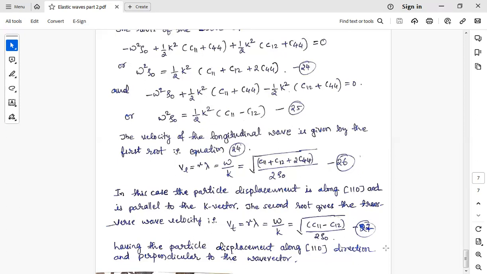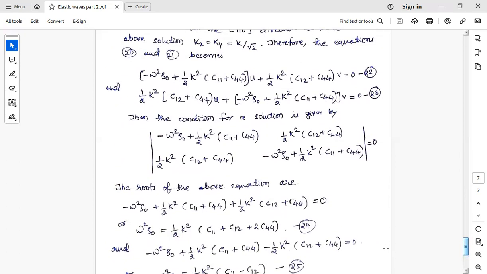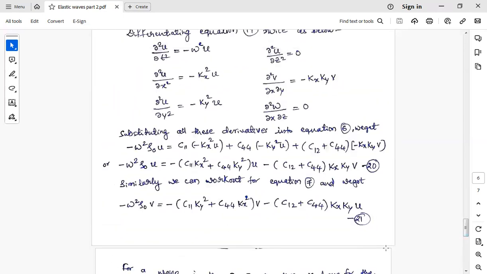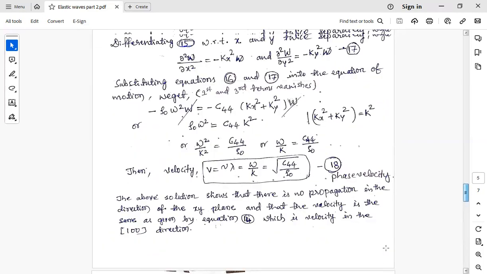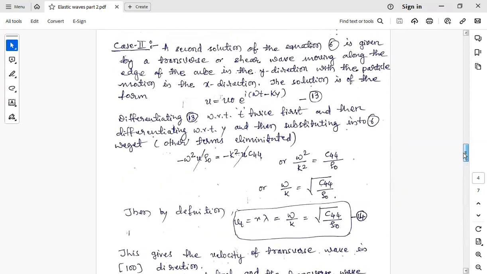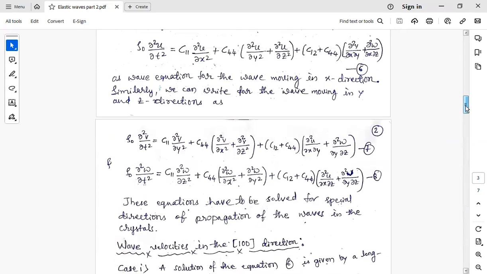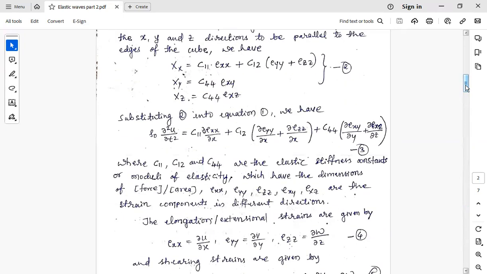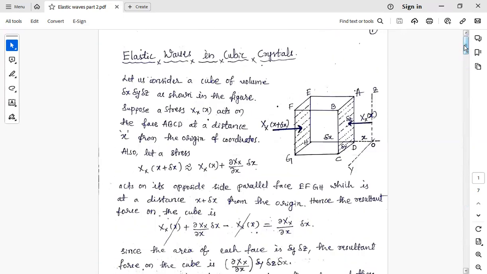So in this way, we obtained the expression for the velocities of elastic waves propagating in a 110 direction in a cubic crystal. In this study, we studied the propagation of elastic waves first in the 100 direction, and later we also studied the propagation of elastic waves in the 110 direction. All the mathematical steps are given completely and you have to work them out.